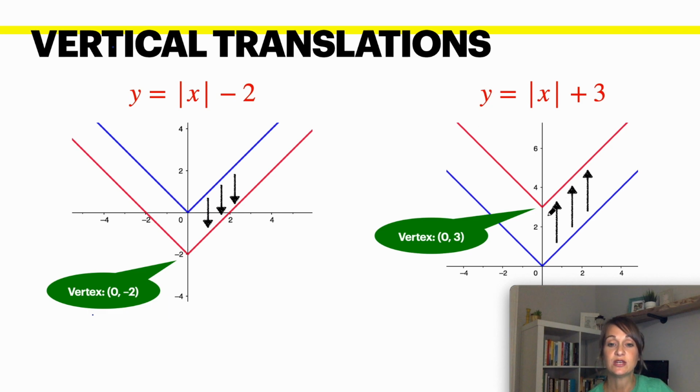In this case, you can also translate the function up. And so it would be the absolute value of x, and then you are adding 3 to that absolute value of x. Again, the vertex also changes. So instead of it being 0, 0, it becomes 0, 3. So whatever the value is outside the absolute value, that is going to become the y value of your vertex.